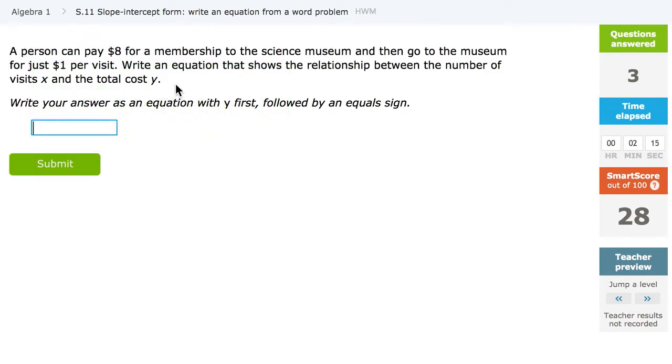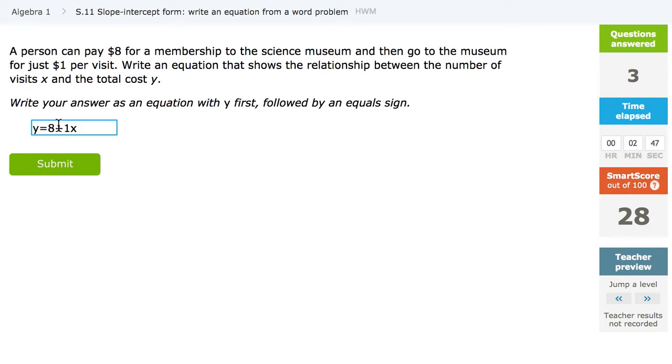Okay, now this one does add in a value for the y-intercept. Let's go ahead and read it. A person can pay $8 for a membership to the Science Museum and then go to the museum for just $1 per visit. So that's $8 to start off with. You pay the $8. After that, you pay an additional $1 per visit. And as you read on here, you find out that the number of visits is represented by x.